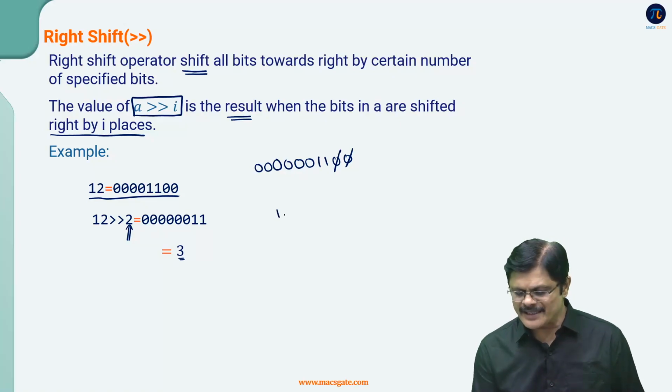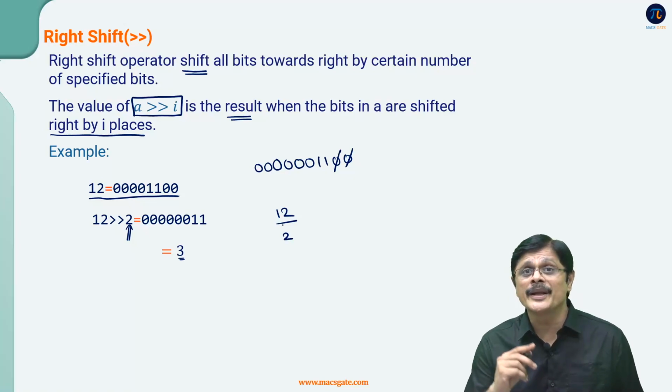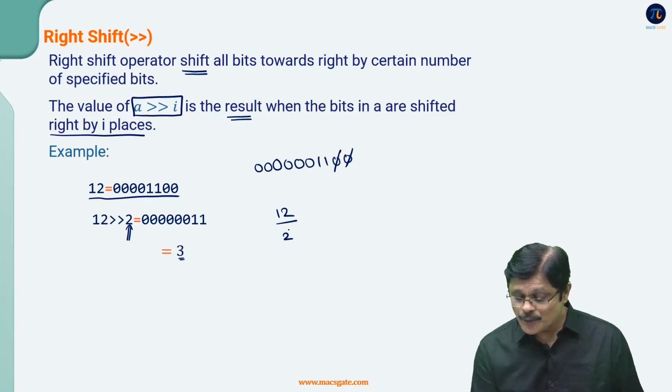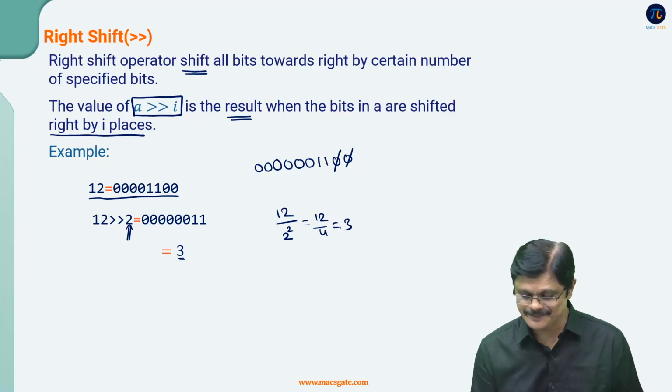My dear friends, you can get this answer by dividing this 12 by 2 power. How many bits you moved right? 2, right? 2 power 2, that is 12 by 4, which is 3.